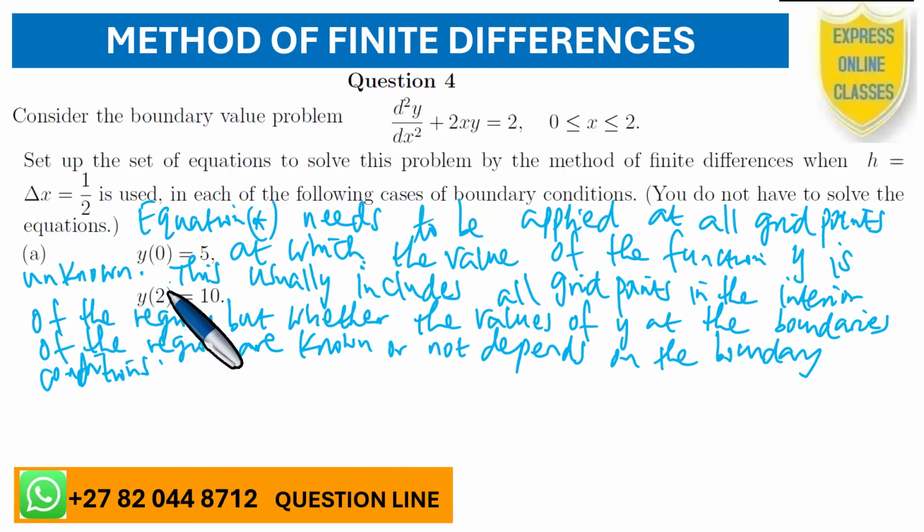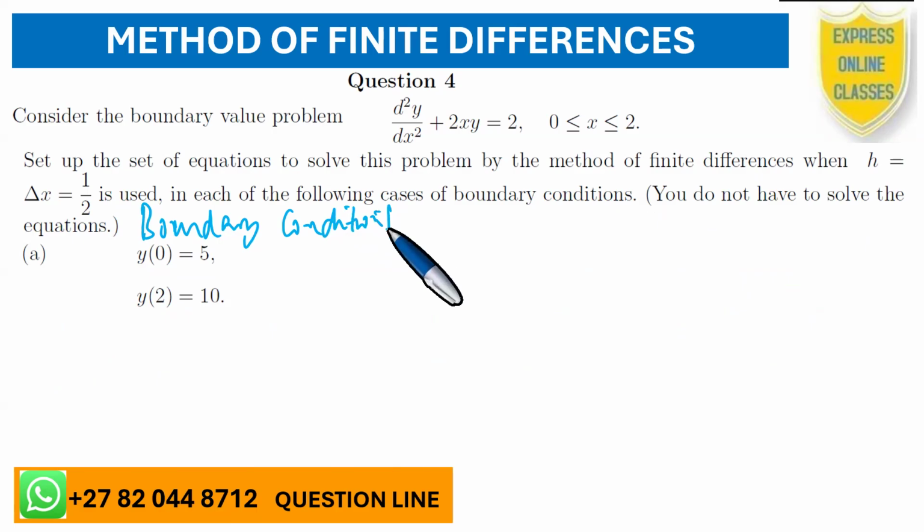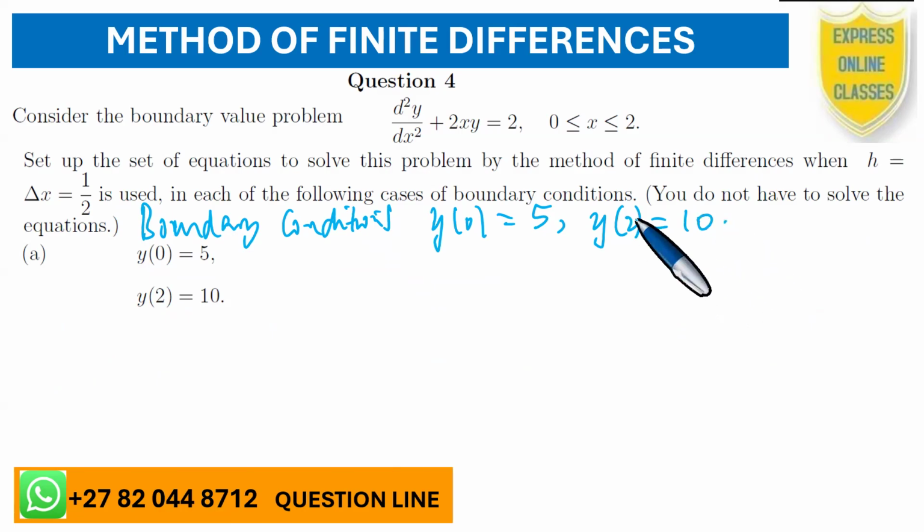So in A, we've been given these particular boundary conditions. You do not have to solve the equations. Just get the equations and then off we go. So we focus on the two boundary conditions in part A, because we shall look at part B very soon. Y at 0 is 5. Y at 2 is 10.